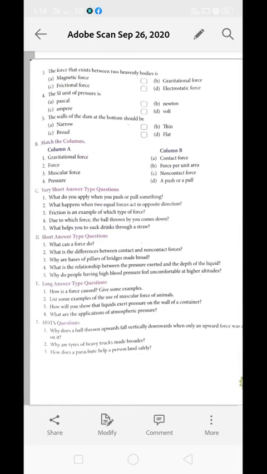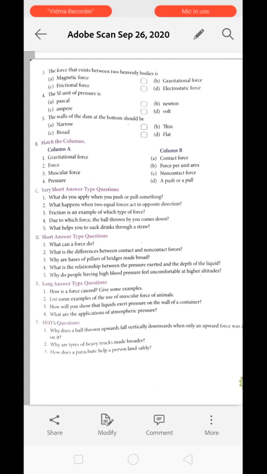Next question, 2. What is the difference between contact and non-contact force? To apply a contact force, you need to make contact with the object, whereas to apply a non-contact force, there is no need to make contact. Examples of contact force are frictional force, muscular force and mechanical force, whereas examples of non-contact force are gravitational force, electrostatic force and magnetic force. Understood?